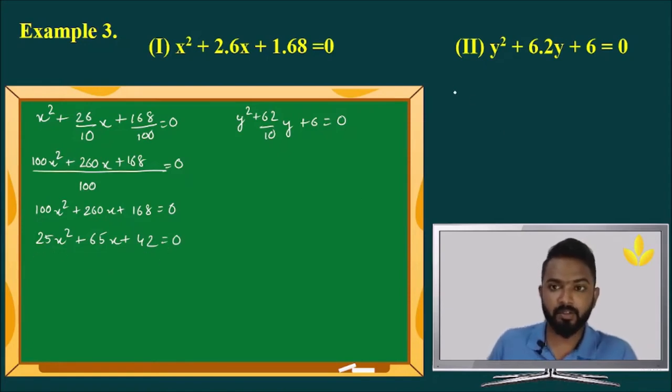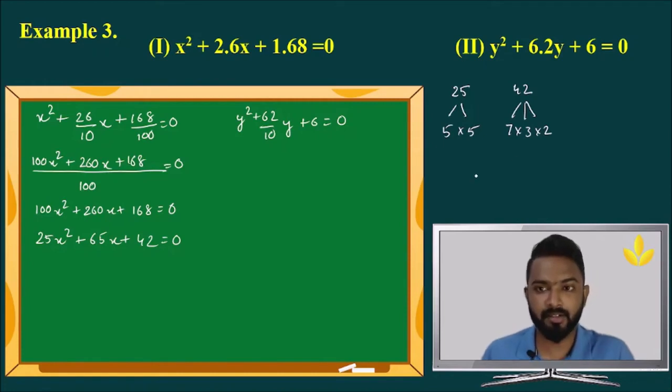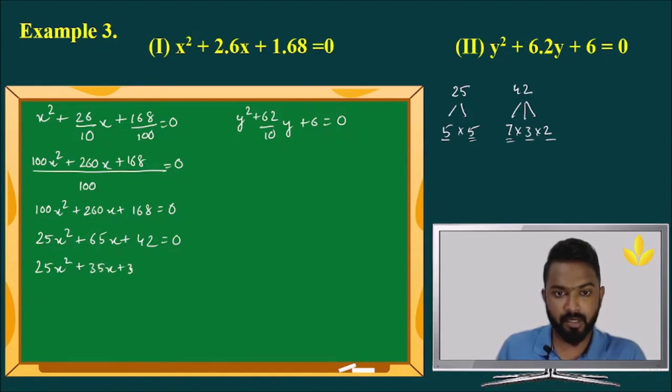Now let's find the factors over here. 25 factors are 5 into 5. And for 42 it is 7 into 3 into 2. These are the factors. Now we need two numbers whose product is 25 into 42 and the sum is 65. Let's see. 5 into 3 into 2 is 30 and 5 into 7 is 35. 30 plus 35 is 65. Done. So we have 25x square plus 35x plus 30x plus 42 equals 0.